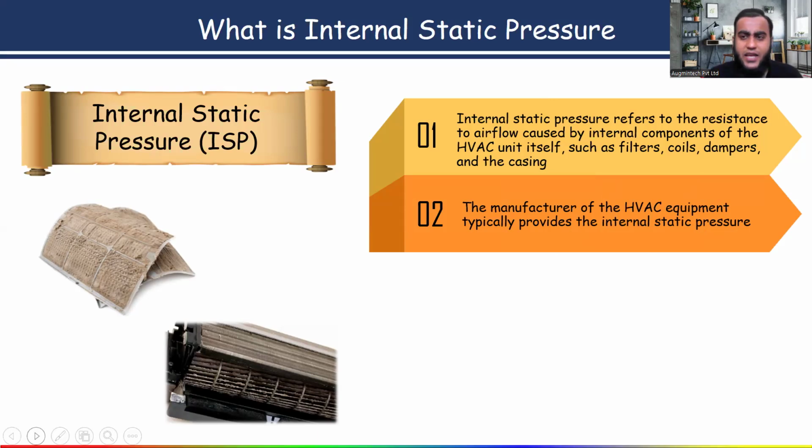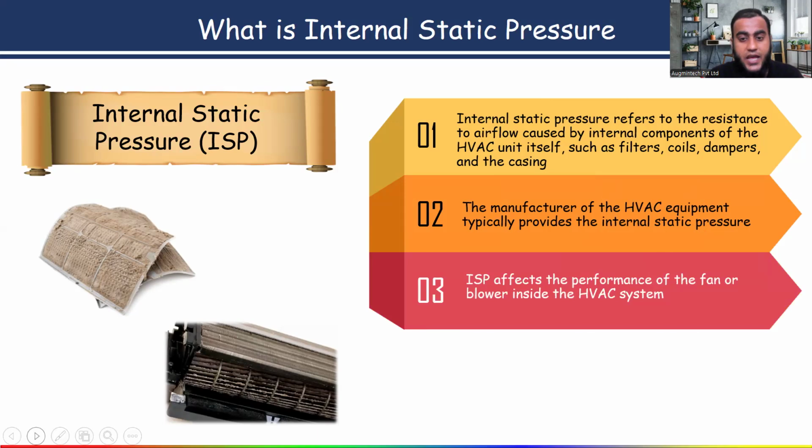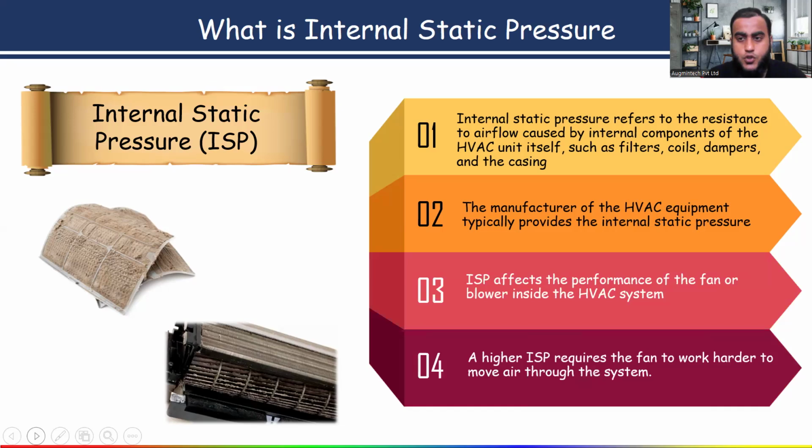To select any fan, whether inside the AHU or elsewhere, we need the total static pressure. The internal static pressure will be given by the manufacturer side. This pressure affects the performance of the fan or blower inside the HVAC system. A higher ISP requires the fan to work harder to move air through the system. So this is all about the internal. Hope all of you understood.